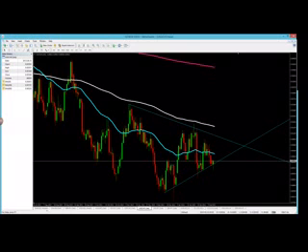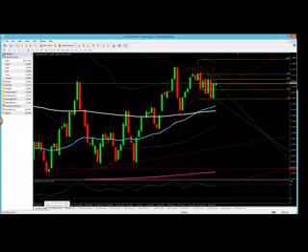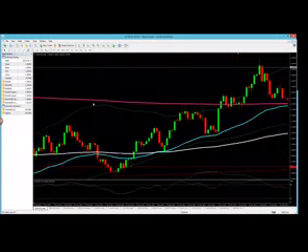Now the dollar Swiss generally has a reverse correlation. Okay, it's got an inverse correlation with the euro dollar. So when the euro dollar goes up, the dollar Swiss goes down, and vice versa. And so what we see here is the exact same signal on the euro dollar and on the dollar Swiss.